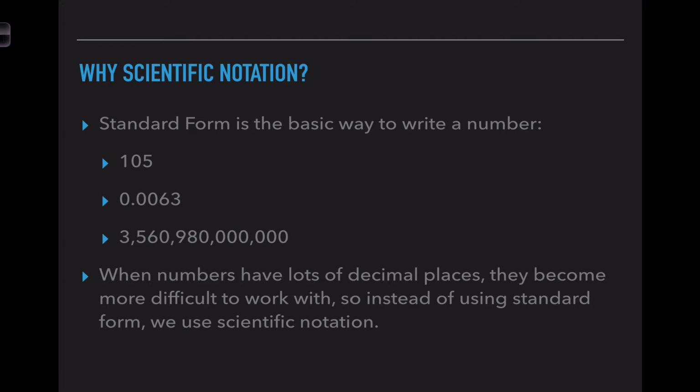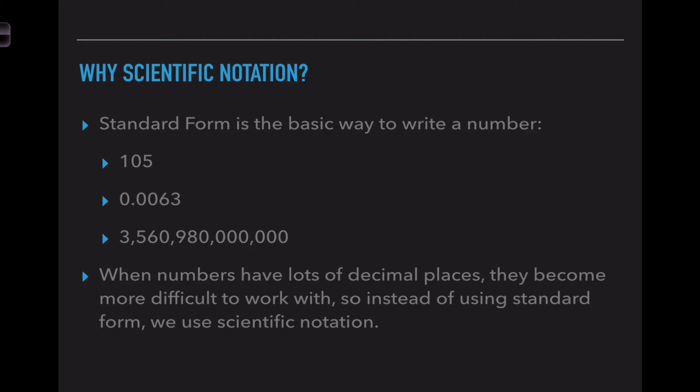Traditionally we use standard form as the basic way to write a number. So the first example is 105. 3 digits, no decimal place, pretty easy. Second example, 0.0063. And the third example becomes this ginormous number that it's very difficult to A, name, or B, work with. So when numbers have lots of decimal places, they become more difficult to work with or type into a calculator or make sure that you're not dropping decimal places.